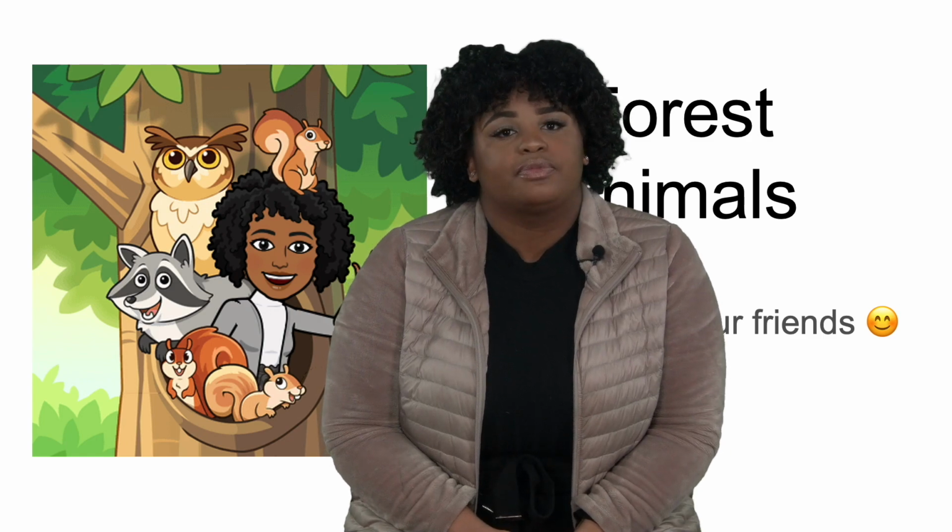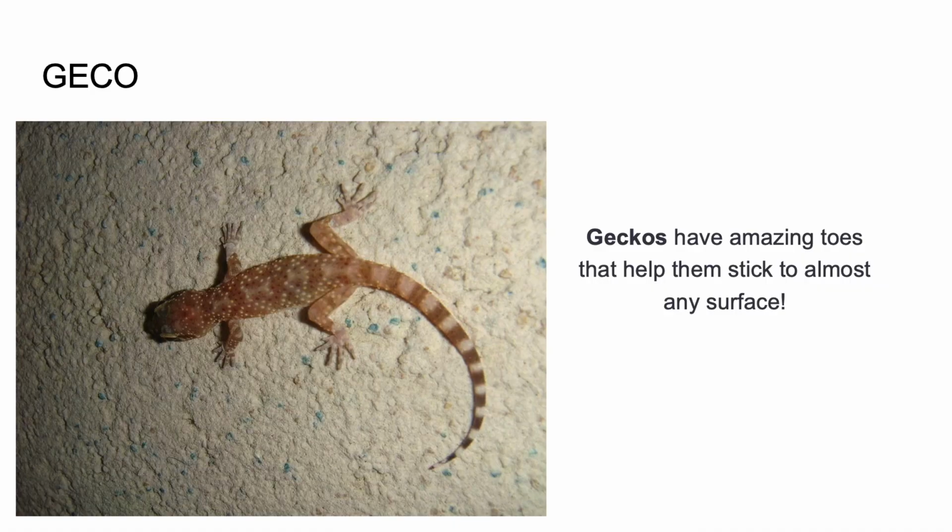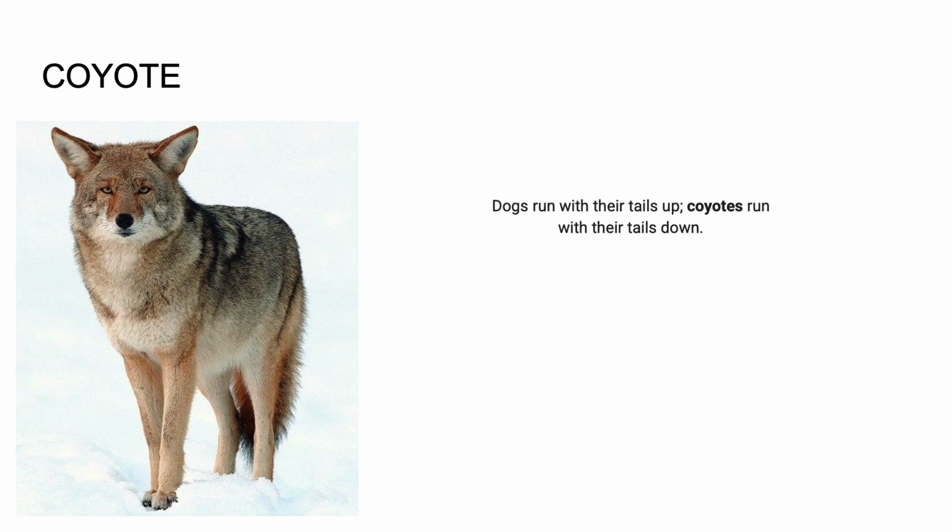Next, we've got gecko, okay? That one's pretty easy to pronounce. Geckos have amazing toes that help them stick to almost any surface. So if you've seen at night those little lizards that run across your door or run across the ground, those are geckos, okay?